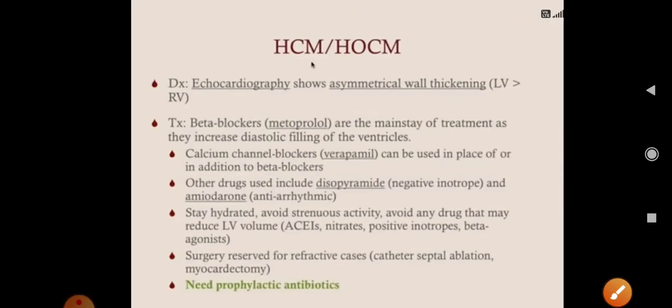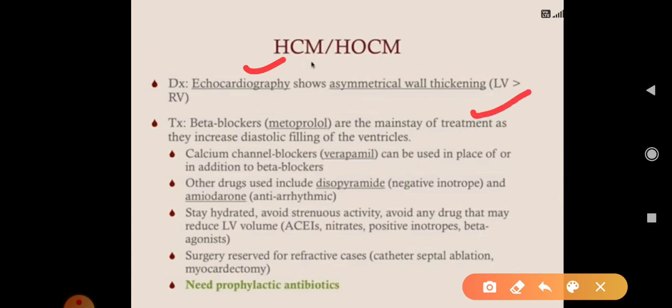Now, for hypertrophic cardiomyopathy and HOCM, the diagnostic of choice is echocardiography, which shows the left ventricular wall is thicker than the right ventricular wall. How to treat both of them? Beta blockers, such as metoprolol, are the mainstay of treatment, increasing diastolic filling of the ventricles. Calcium channel blockers, verapamil, can be used in place of or in addition to beta blockers. Other drugs used include disopyramide, a negative inotrope, or amiodarone, an antiarrhythmic.